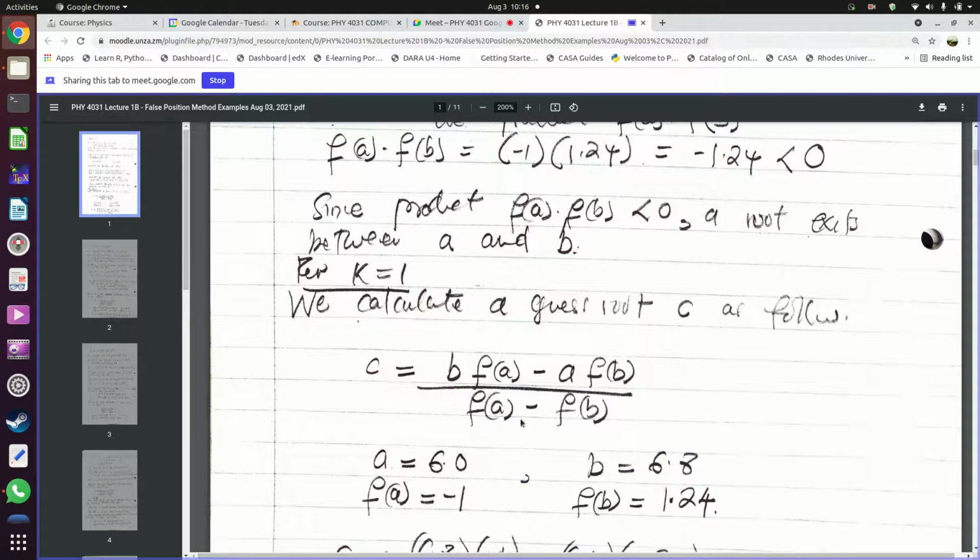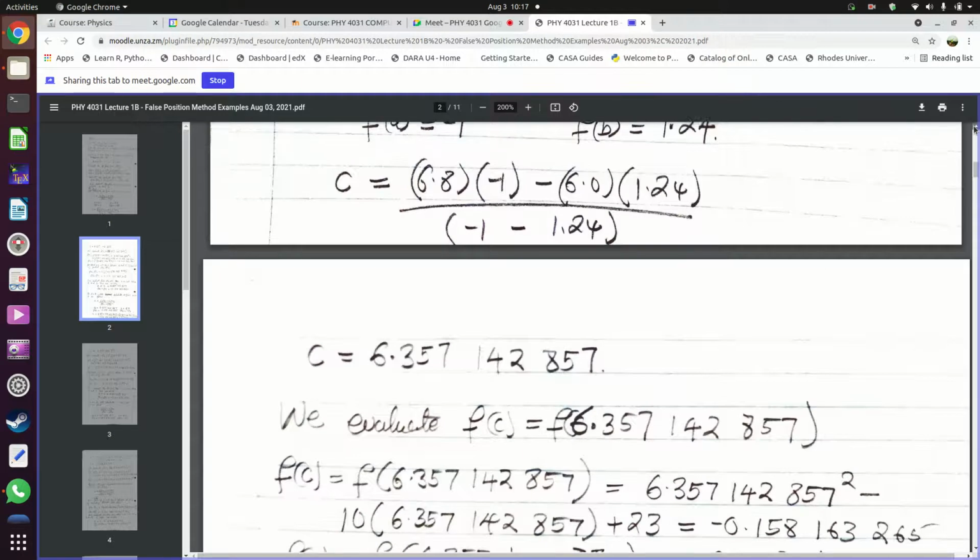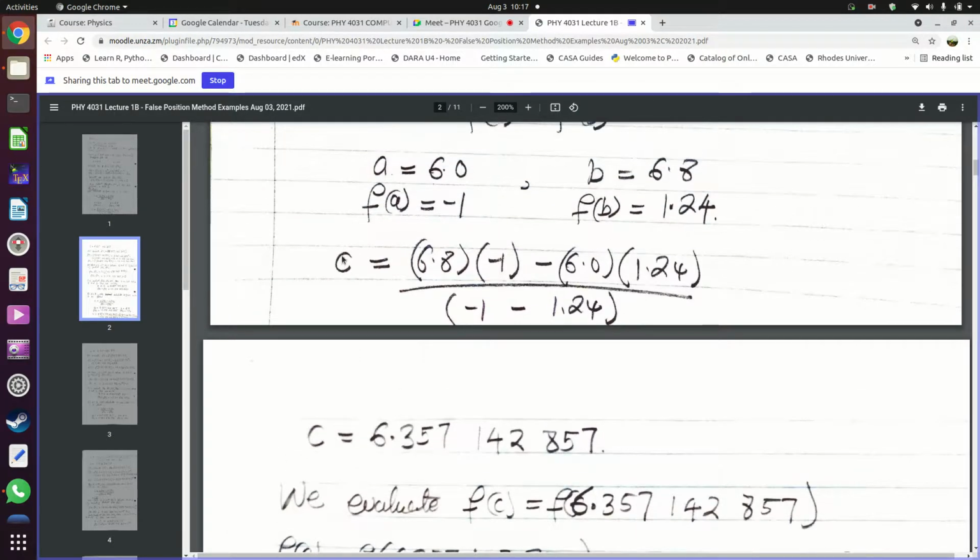Where there's B here, you put your 6.8. Where there's f(A), you put your minus 1. Where there's A here, you put your 6. Where there's f(B), you put your 1.24. Where there's f(A) here, you put your minus 1. Where there's f(B) here, you put your 1.24. When you do that, you end up with C equals 6.8 times minus 1, minus 6 times 1.24, over minus 1 minus 1.24. This is going to give you C equals 6.357142857. So this is going to be your first guess solution.